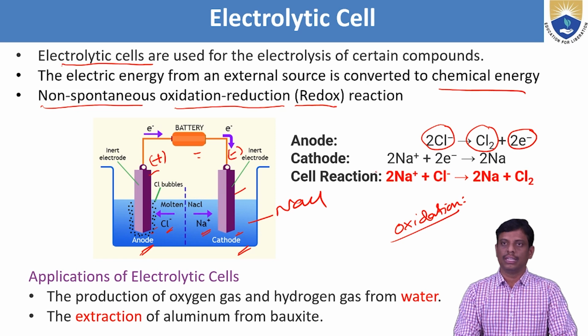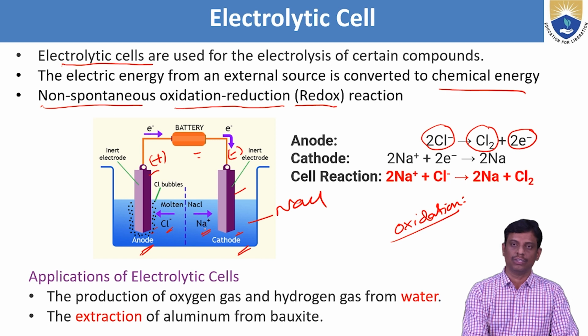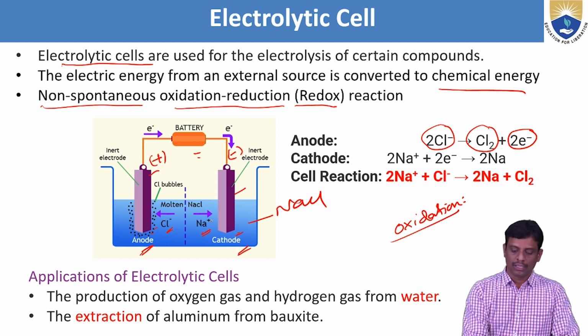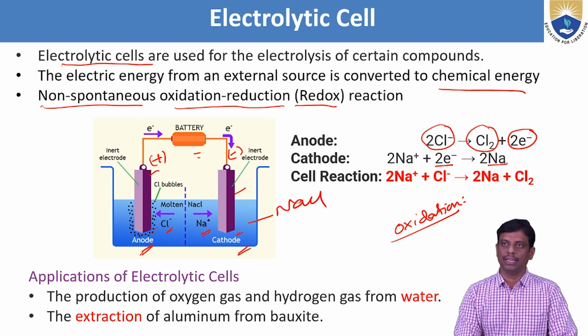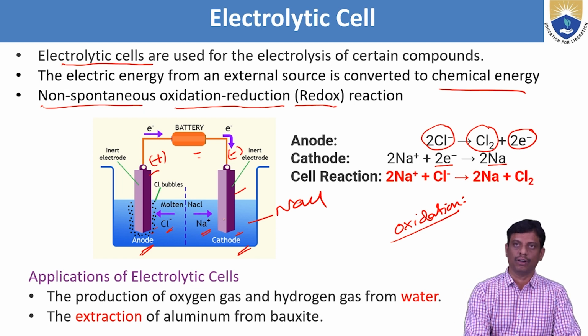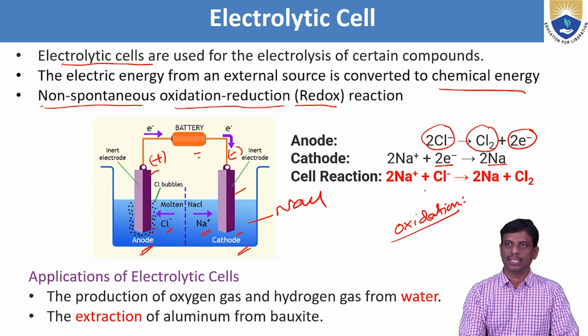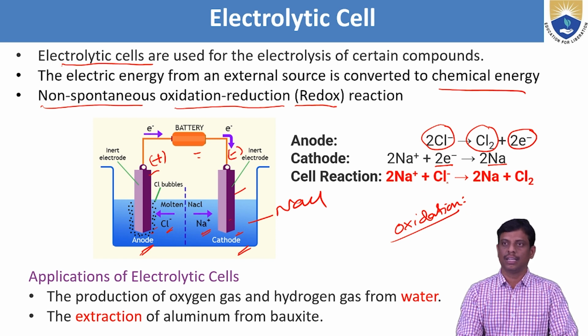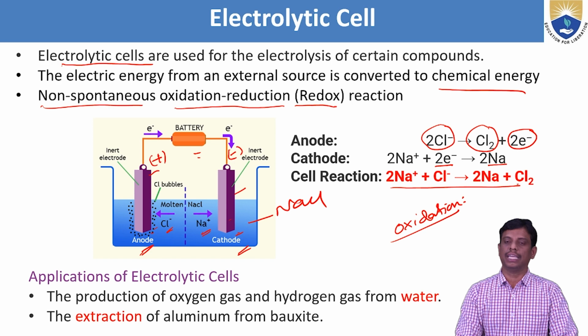At the cathode, reduction takes place. The sodium ions from the dissociated NaCl gain electrons and are converted to sodium. This sodium metal is deposited on the surface of the cathodic electrode. So the overall reaction of the electrolytic cell is 2 Na+ and 2 Cl- giving rise to 2 Na and Cl2. This is the overall reaction of the electrolytic cell.